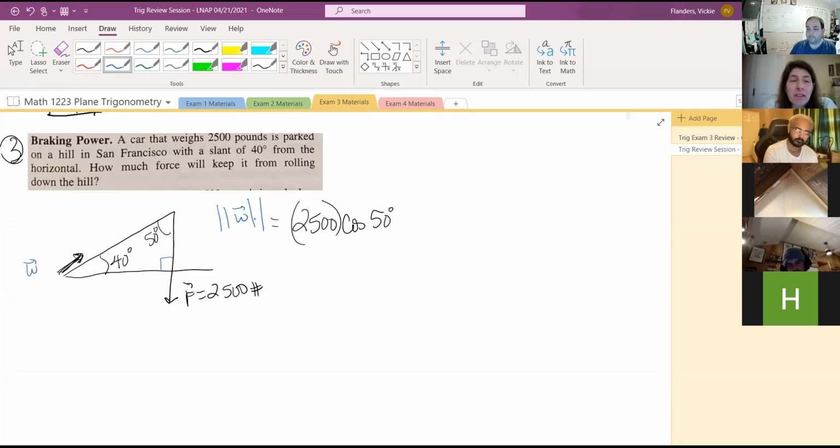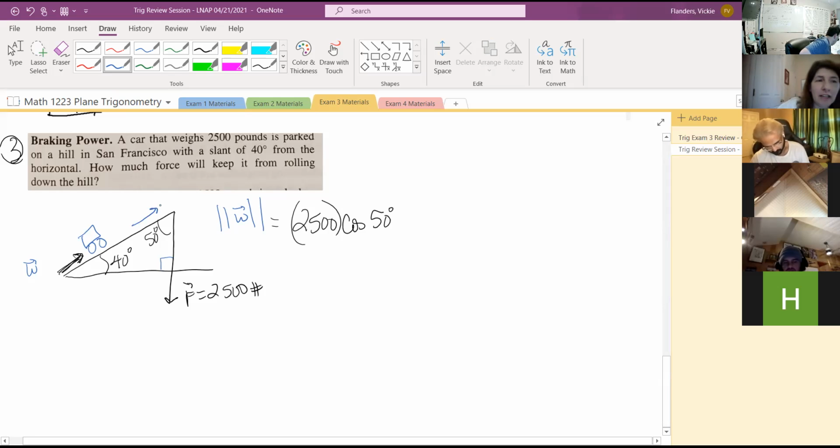One way you could look at this is looking at the force, that 2,500 pounds, the weight of the car. That weight is due to gravity. Gravity points downward, so that 2,500 is pointing downward. So we want to know what force will keep the car from rolling down the hill. If we project that force vector along the line of the ramp, we'll get 2,500 cosine of 50 degrees, because the angle would be 50 degrees.